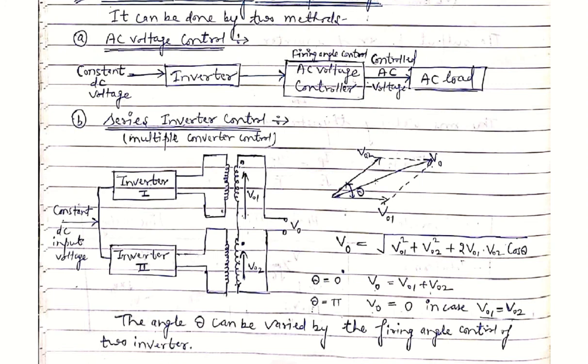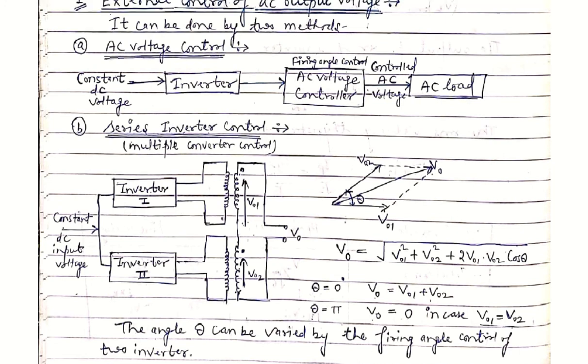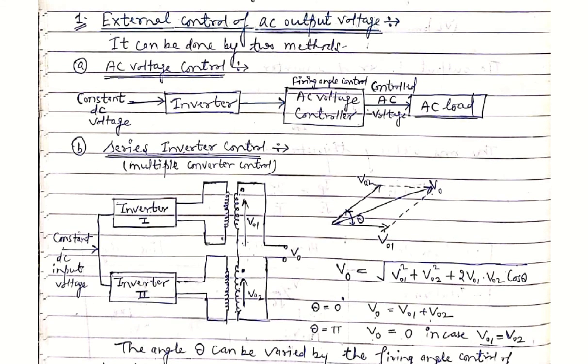So we see that if we control theta, which is the phase angle between the output voltages of the transformer secondaries, we control the output. How do we control this theta? By applying firing angle control to these two inverters, we control our AC output voltage. This is the second control method, named series inverter control, because two inverters are connected in series by employing transformers. This is the second method of external control of AC output voltage. By these two methods, we control the AC output voltage.